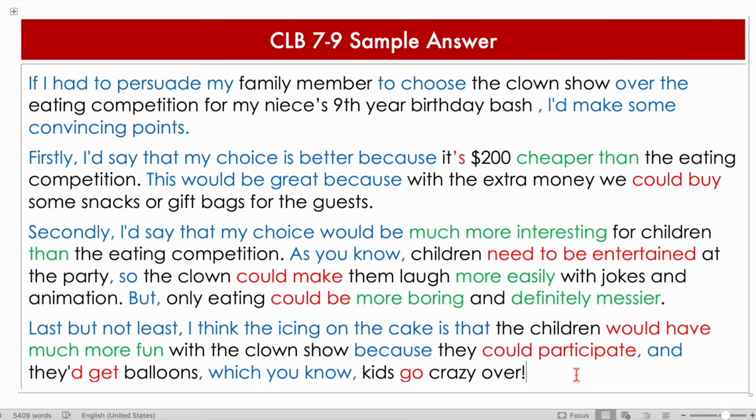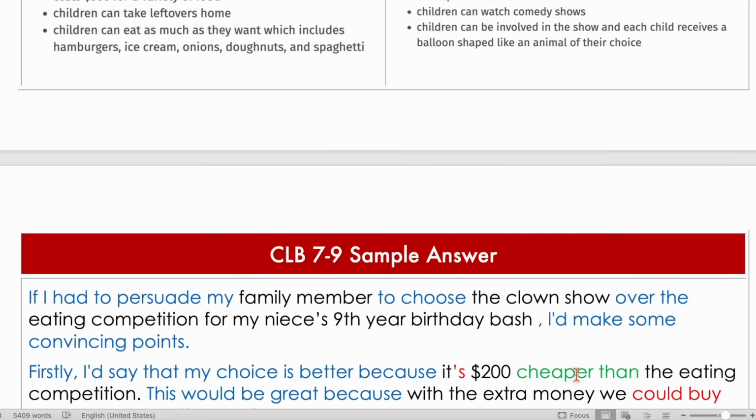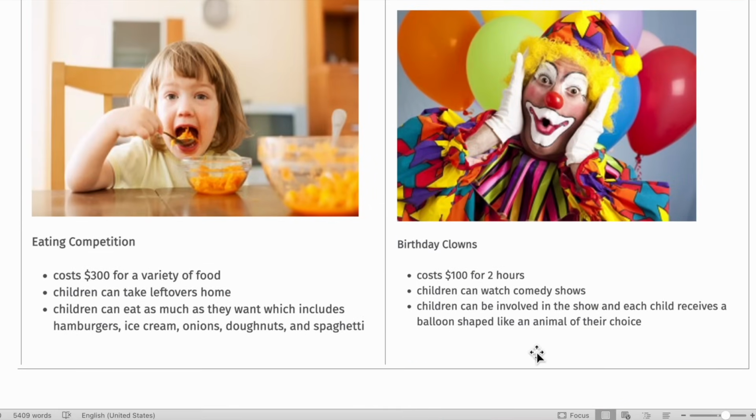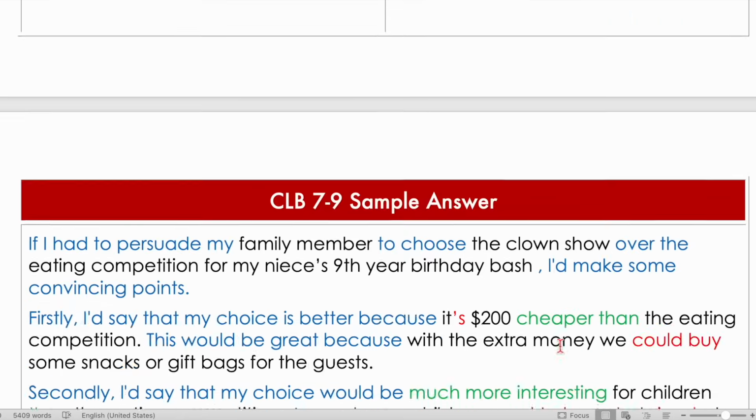Okay, and again, just before I do that, this was convincing our family member about why the clowns would be better than the eating competition. And I tried to use every point here. I tried to give a reason why every point here is better, okay, than the eating competition.